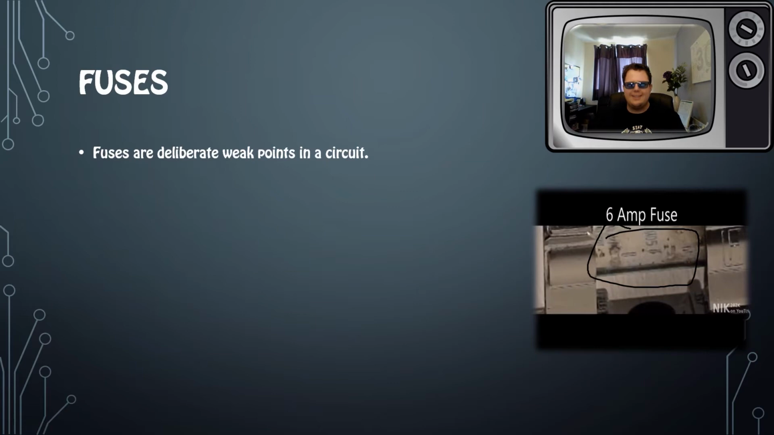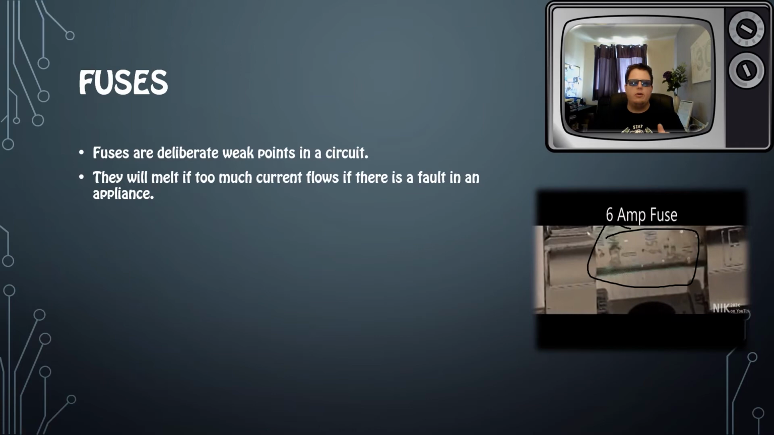and that's important for later on. So yeah, too much current flows if there's a fault in the circuit, creating either a short circuit or causing current to flow to ground. This protects the appliance from catching fire, because if too much current flows through something, like we've spoken before, it heats up. It can heat up high enough that it will actually catch on fire.